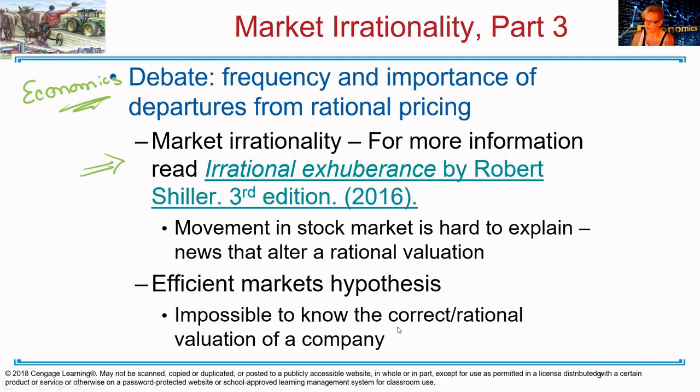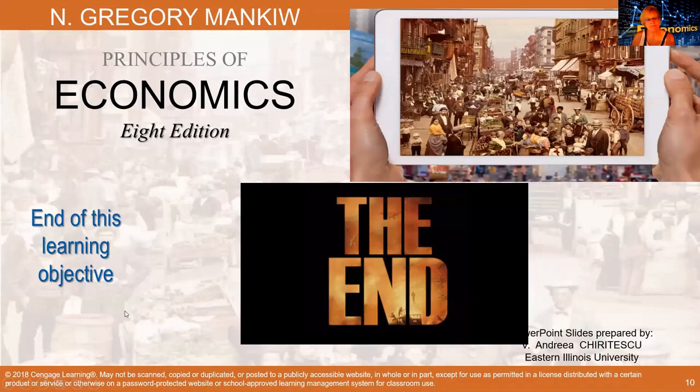It's impossible to know the correct rational valuation of a company because we don't have all of the information that we need. And so, okay, that is the end of chapter 27, this objective.